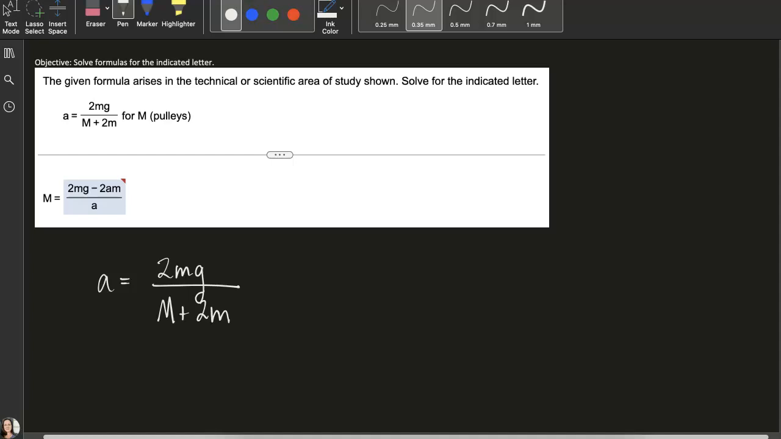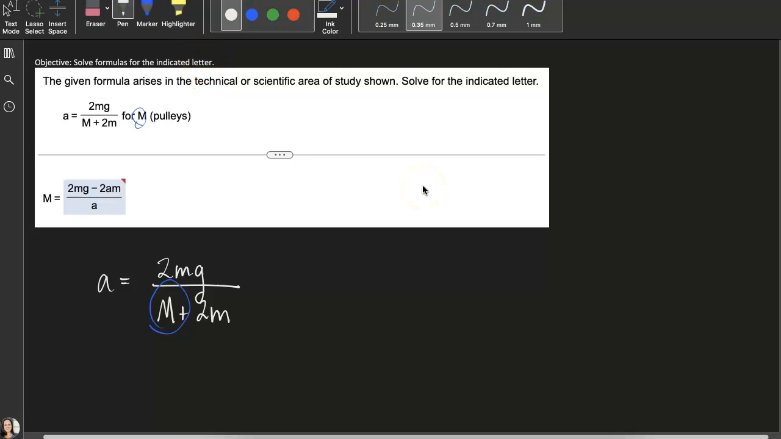In this example, we're asked to take a given formula and solve for an indicated variable that it's not already solved for. So in this case, this particular formula has been solved for A. You're asked to rewrite this formula so that it's solved for capital M, number of pulleys, I guess.